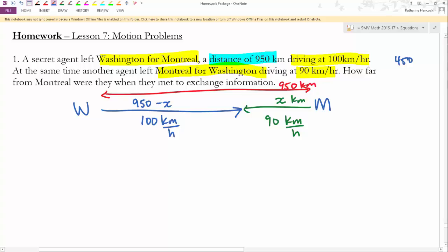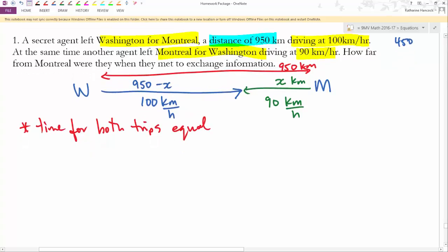For all these questions, we have to look at speed, distance, and time. So time, well, if they both leave at the same time, obviously when they meet each other, that's at the same time. So the time for both of these trips has to be equal. So I'm going to write that down. Time for both trips is going to be equal. And that's probably where we're going to get our equation from, but let's see.